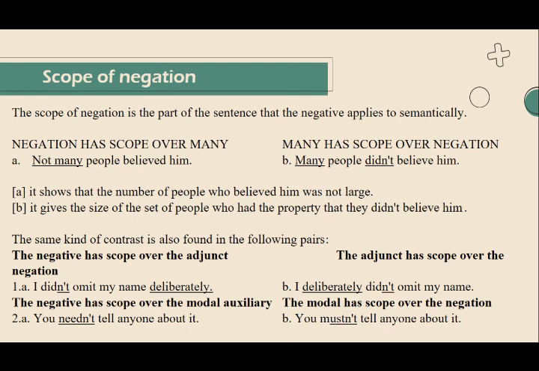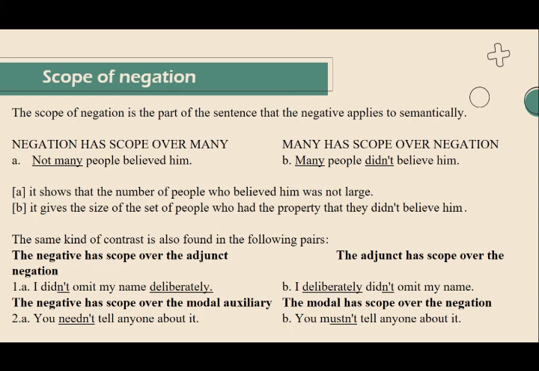For example, the negative has scope over the adjunct. I didn't omit my name deliberately. In this example, the negative has scope over the adjunct deliberately. So it means omitting my name was not something I made a point of doing. However, in B, the adjunct has scope over the negation. For example, I deliberately didn't omit my name. The adjunct has scope over the negation. So I made a point of not omitting my name.